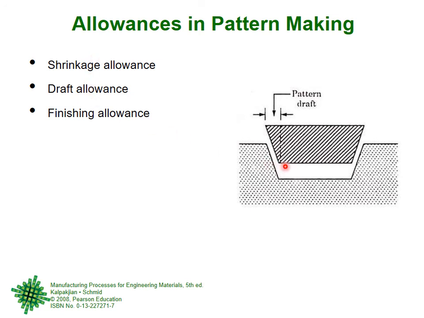Draft allowance: this is a pattern, this is the sand mold. This pattern has to be removed. First it is put inside, then sand is packed all around, and then you have to remove it. So this portion is called the draft. You have a small angle on the pattern. You don't make it exactly straight, otherwise it will interfere with the wall of the sand and something can be broken. So this is called draft allowance.